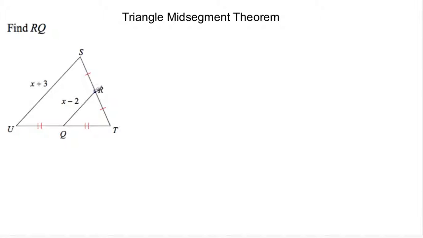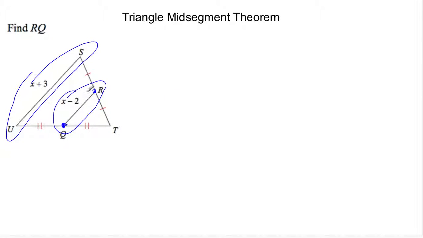So here we can see that R and Q are both midpoints of their respective sides because R is halfway between the endpoints, as is Q. So this line connecting these two midpoints is what we call the midsegment. When you have a midsegment of a triangle, that means that this midsegment is half of the distance of the third side. So that means this distance RQ is going to be half of this whole distance.